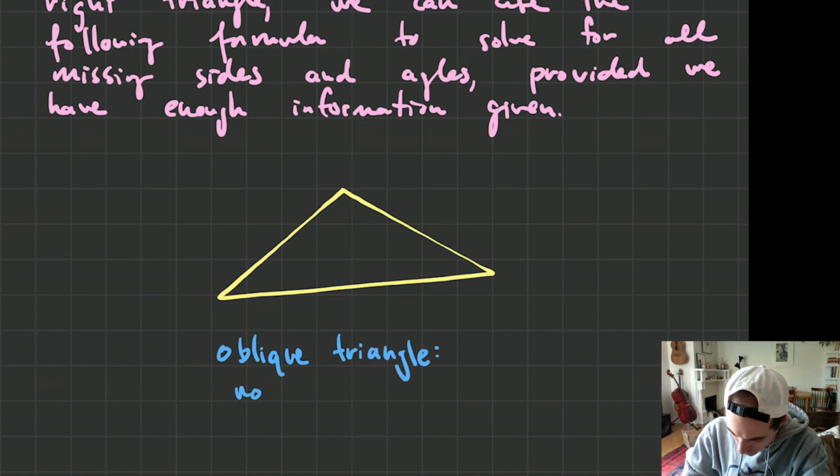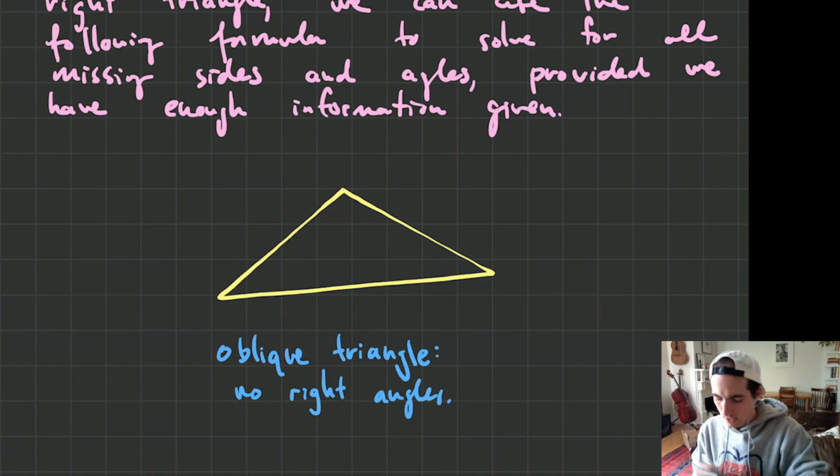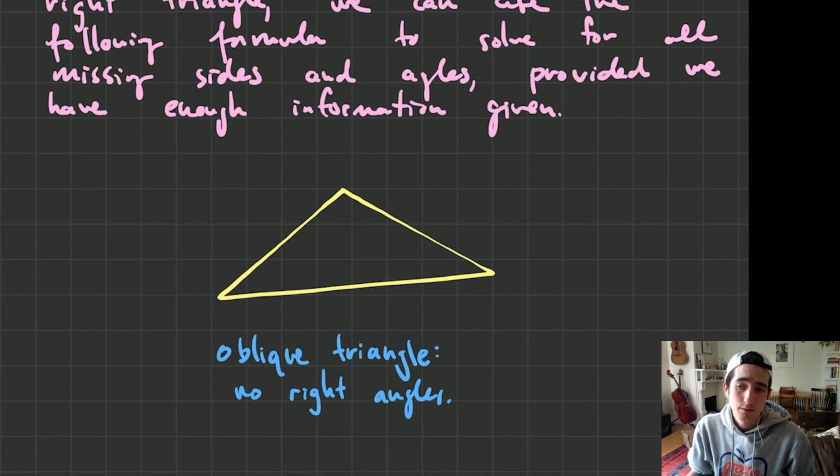Which means no right angles. Okay, so this oblique triangle is just some random triangle, or I shouldn't say random, but it's arbitrary. This law still works for right angle triangles too. It just works for any triangle.